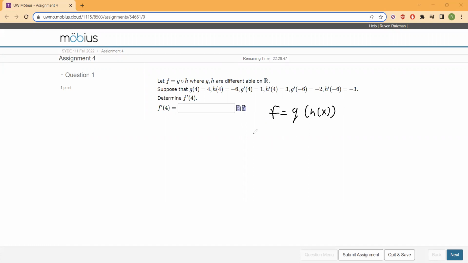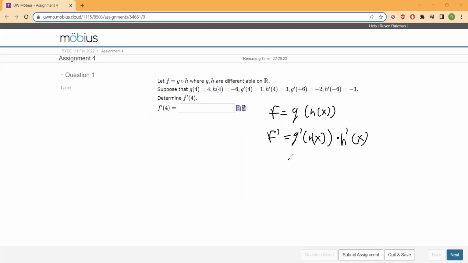So then to find f prime, we're going to need to do f prime equals g prime of h of x. And then what we must not forget to do is we need the chain rule. So we have g of h, so times h prime at x. And now all we need to do is plug in values. So it's f at 4, so x equals 4.